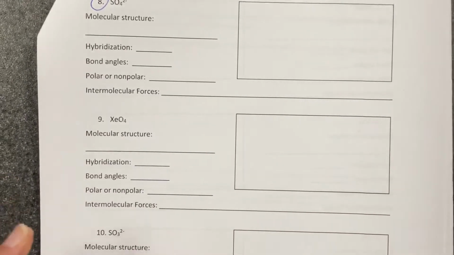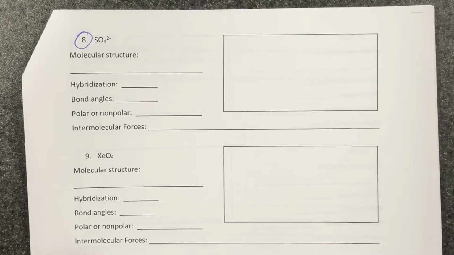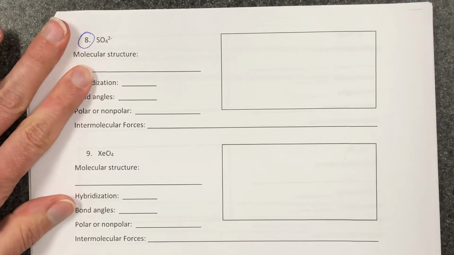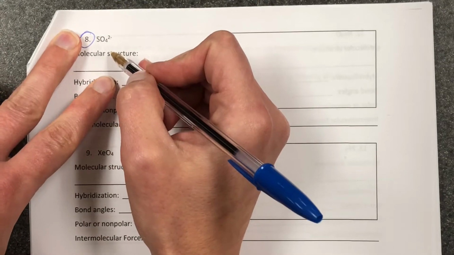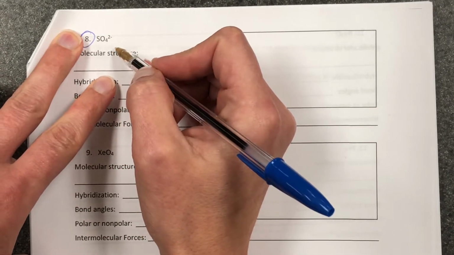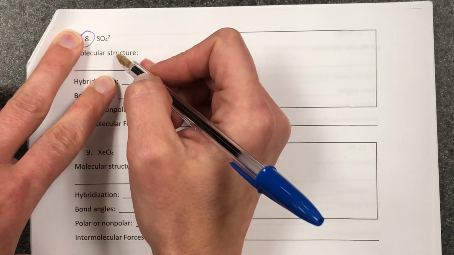All right, guys, so today we're going to take a look at number 8 on the Lewis dot structure homework. And we're going to follow the rules for drawing a Lewis dot structure. Now, this one's a little bit different because this molecule has a charge. If you look at the formula carefully, it should look pretty familiar. That is the sulfate ion.